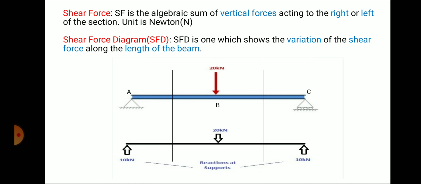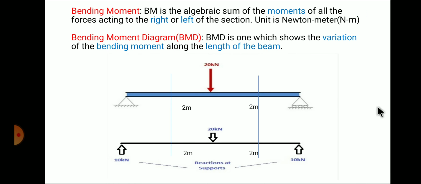Now we'll see bending moment and the bending moment diagram. Bending moment is nothing but vertical load into perpendicular distance. Here also I have used the same simply supported beam subjected to a point load. Bending moment is vertical load into perpendicular distance.